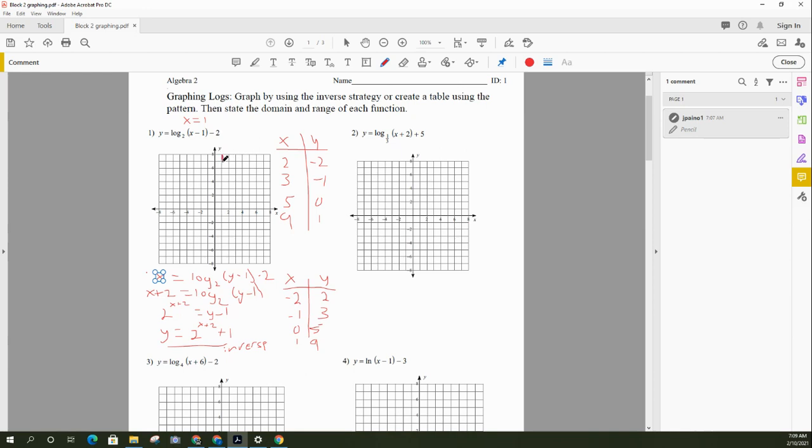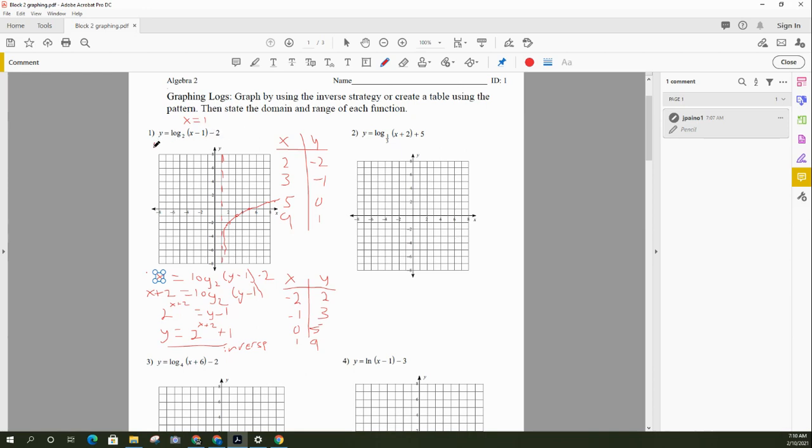Whoops, that wasn't very straight. I'll draw my dashed line at 1, and then plot those points: 2, -2, 3, -1, 5, 0, and then 9, 1 is off, but it'd be right around there. And that is the graph of log base 2 of (x minus 1) minus 2.